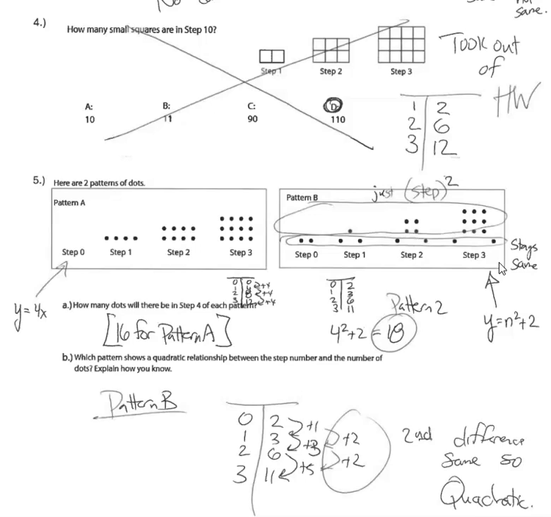And then lastly, which pattern shows a quadratic? You can see that I took the table. I saw that the first difference was not the same, but the second difference was the same. It became plus 2. So the second one would be the quadratic. If you graphed it, you would get a nice U either opening up or down.